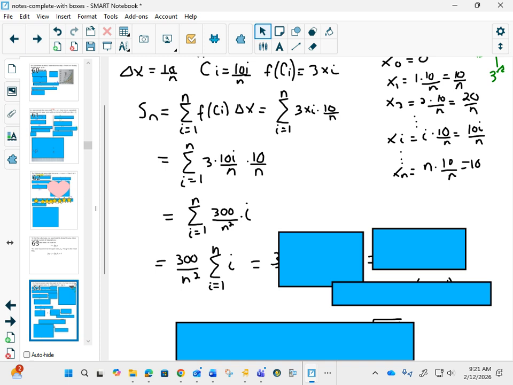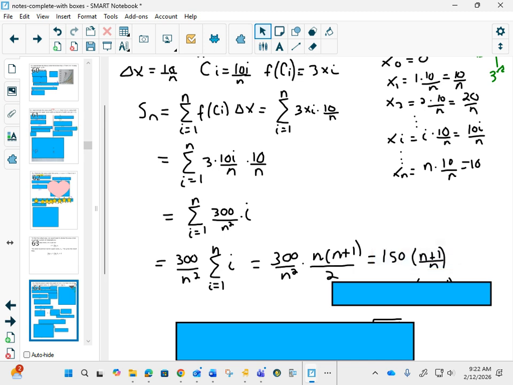Do you remember adding up the first consecutive numbers? This would be 1 plus 2 plus 3 plus 4 plus 5 plus 6 plus 7 plus 8 plus 9 plus 10. Okay? And we need to know that that formula is n times n plus 1 divided by 2. Which, if we simplify this, one of the n's will cancel out. 300 divided by 2 will become 150.